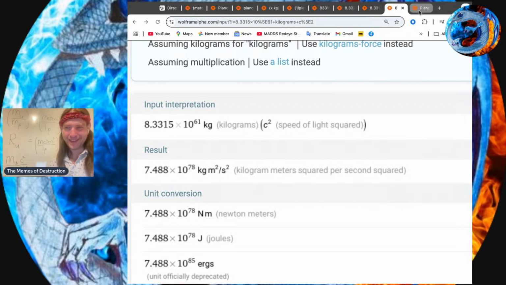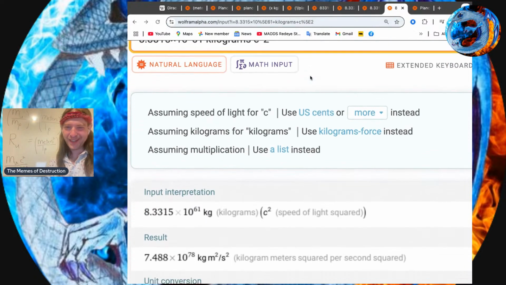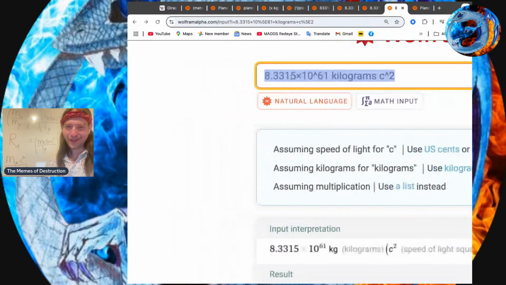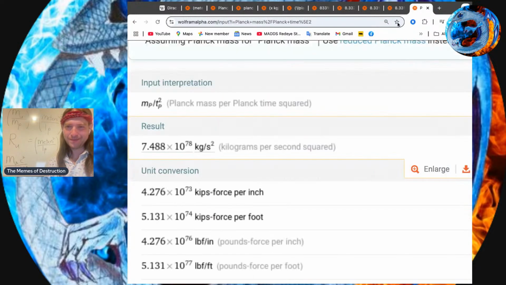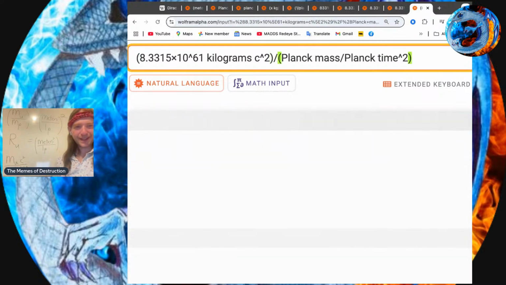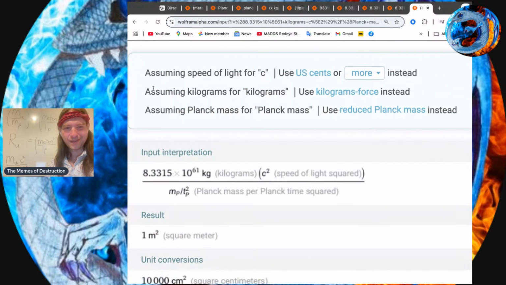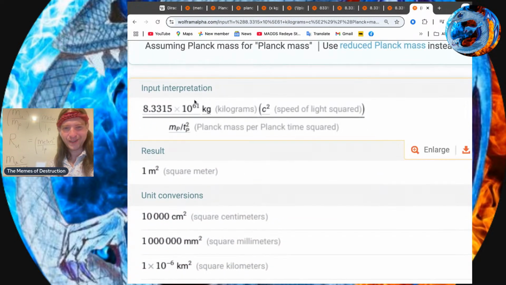7.488 times 10 to the 78. What's going on here? So let's take this whole expression. We're going to copy it. This is our Planck spring constant. We throw in our pretty protective brackets. We'll bracket these guys, divide. Do your thing. What do we get? Oh, we get 1 meter squared.